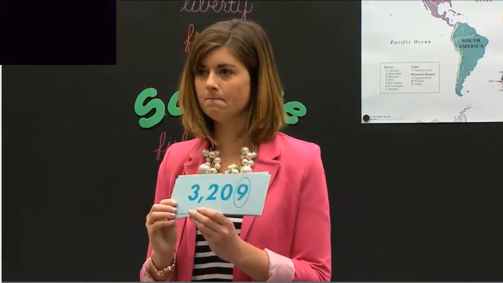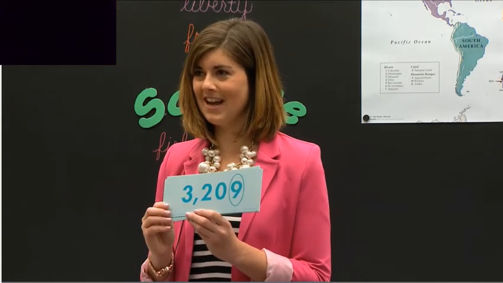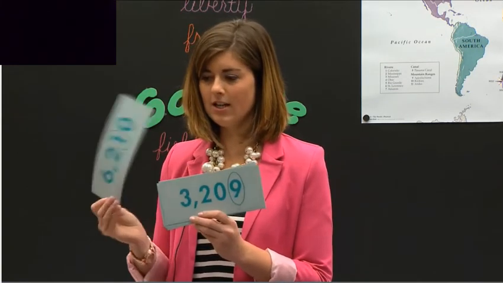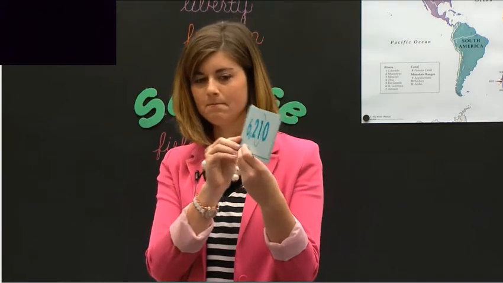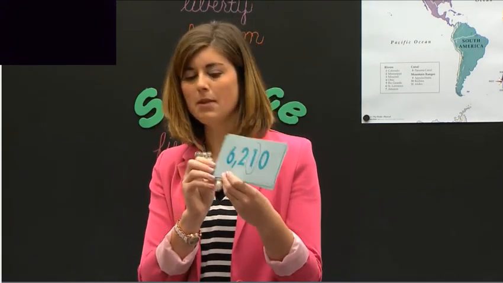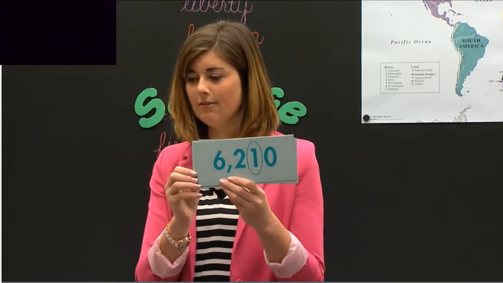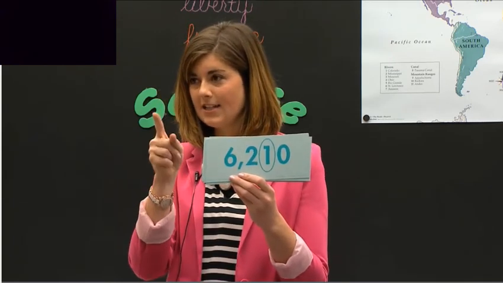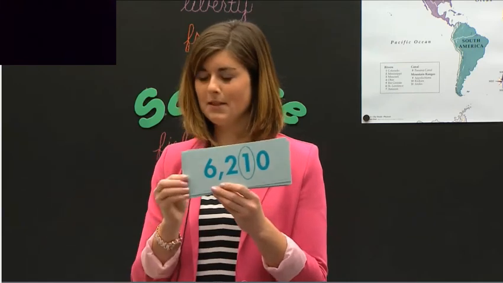Gage, your turn. Read the number for me. 3,209. What place is the 9 in? 1's place. Very good. Lawrence, read the number for me. 6,210. Read it a little louder. 6,210. And what place is the 1 in? 10s.